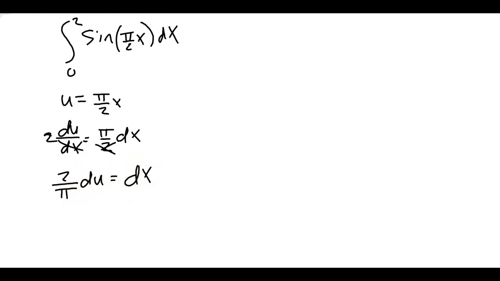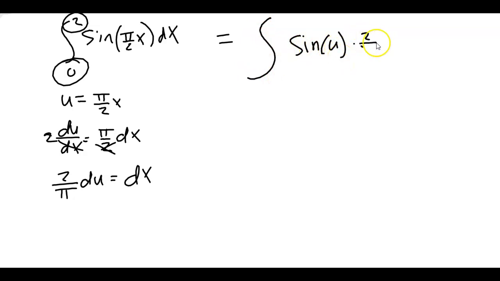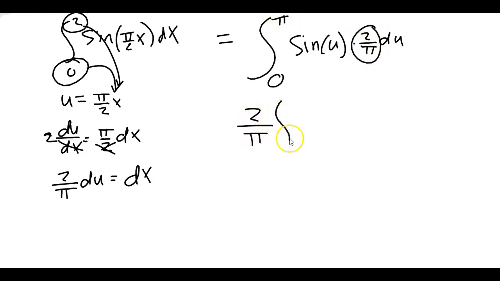We're also going to need to change the limits when we do our u substitution. So here we go. We have sine of u and 2 over pi du. To change the limits, you just plug the x values in. So if I plug in 0, I still get 0. If I plug in 2, pi over 2 times 2 would just be pi. Now I'm going to take this constant and move it out to the front.